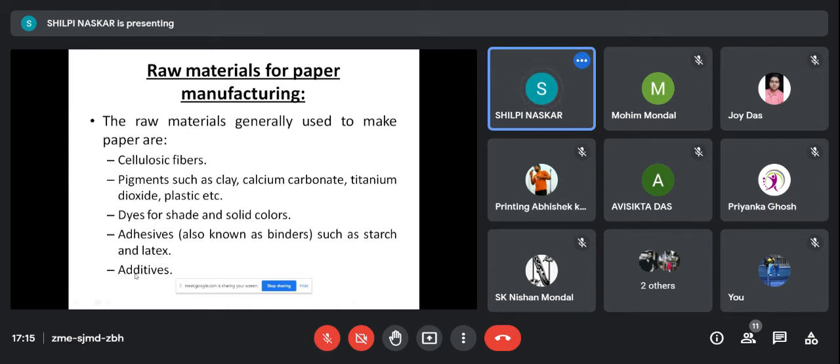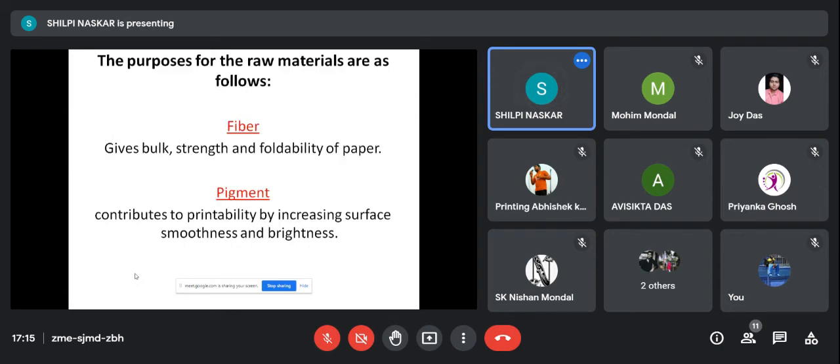So in short, the additive gives added advantage or an added property to the paper, so that it can be used better and last longer. The fiber, as I have already told you, gives bulk, strength and foldability to the paper, because it is the skeleton of the total paper, the base of paper manufacturing. When the fibers are soaked in water, twisted and interlaced with each other, that gives you the total structure of the paper or paperboard.